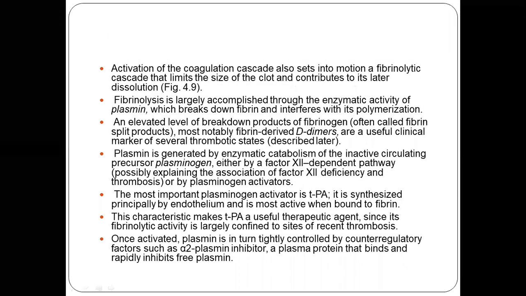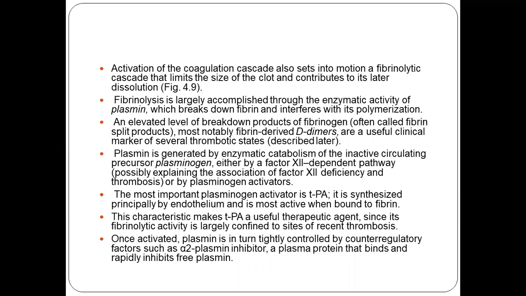Activation of the coagulation cascade also sets into motion a fibrinolytic cascade that limits the size of the clot and contributes to its later dissolution. Fibrinolysis is largely accomplished through the enzymatic activities of plasmin, which breaks down fibrin and interferes with its polymerization. An elevated level of breakdown products of fibrinogen, often called fibrin split products, most notably fibrin-derived D-dimer, are a useful clinical marker of several prothrombotic states.